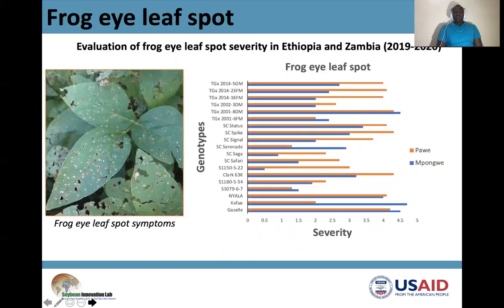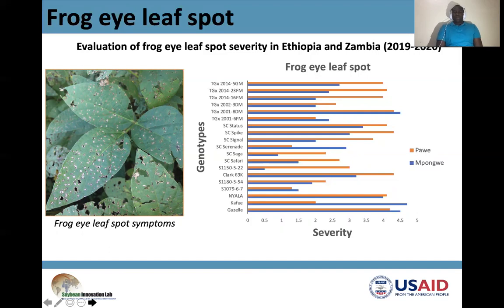Another disease of importance is frog eye leaf spot. Frog eye leaf spot was observed at least in Ethiopia and Zambia, and it causes yield losses of up to 30%. We looked at the 20 genotypes that were planted in both Ethiopia and Zambia, and wanted to see if they differ in terms of severity, because Ethiopia is in Eastern Africa and Zambia is in Southern Africa.